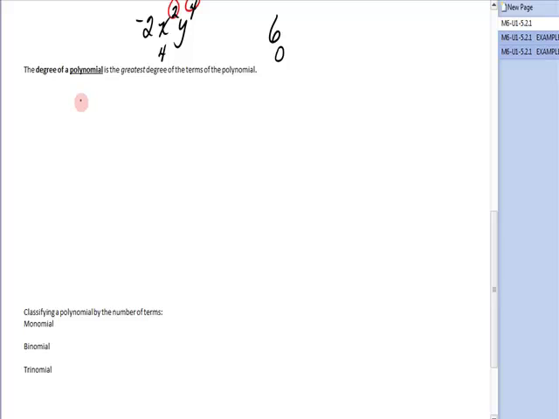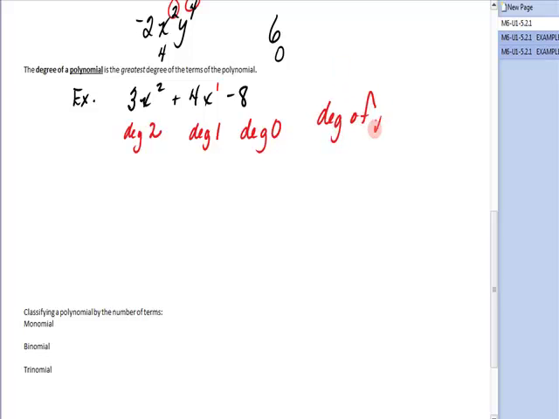So if a polynomial has lots of different terms, suppose we have 3x squared plus 4x minus 8, if this term is degree 2, and this term is degree 1, and this term is degree 0, what's the degree of the polynomial? Degree of, and I'm going to abbreviate it, poly. It is not the sum of these. It is the greatest degree of all the terms. Well, the greatest degree is 2. So the degree of that polynomial would be 2.